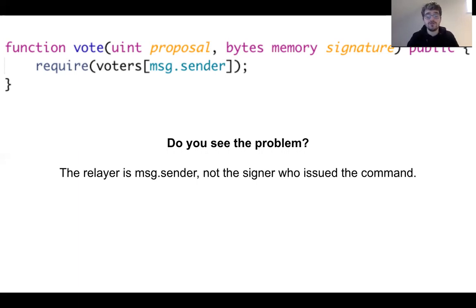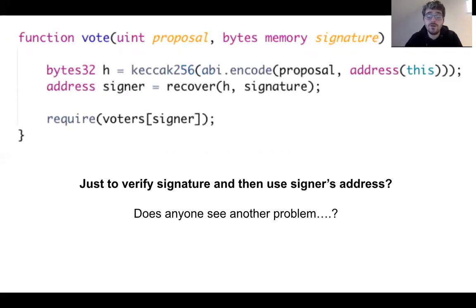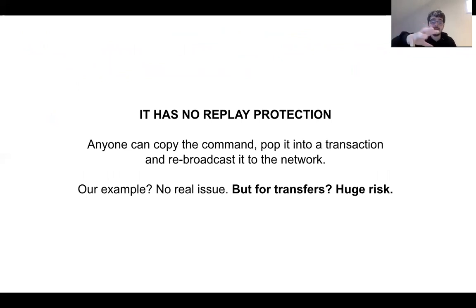So first, we'll look at the intrusive manner. What you could do is modify your vote function so it verifies the user signature on the command, and then it'll check the signer's address and check if the signer was indeed a voter. Do you see another problem with this? There's no replay protection. So anyone could take this message, this metatransaction, and they could just keep resubmitting it to the network. And it will just keep getting processed and processed and processed.